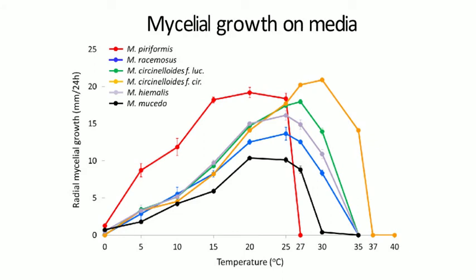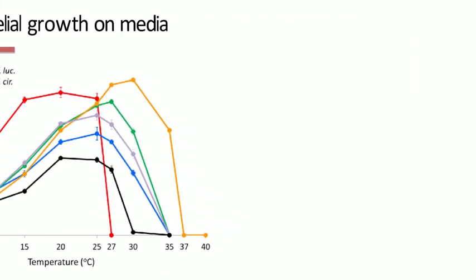First, mycelial growth rate at various temperatures was studied. Temperatures are on the x-axis and the mycelial growth rate on the y-axis. Red line is the growth rate of Mucor piriformis, the most prevalent species. The blue box indicates the storage temperature for mandarin fruits. At this temperature, Mucor piriformis grows 3 to 4 times faster than other Mucor species.